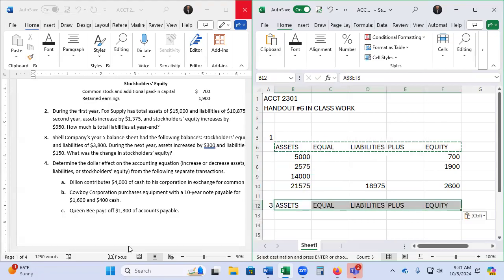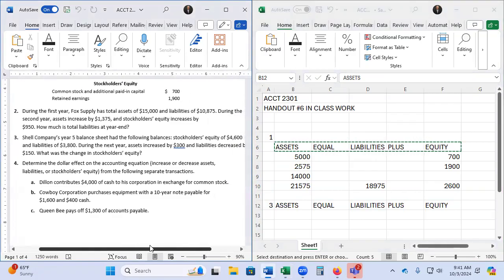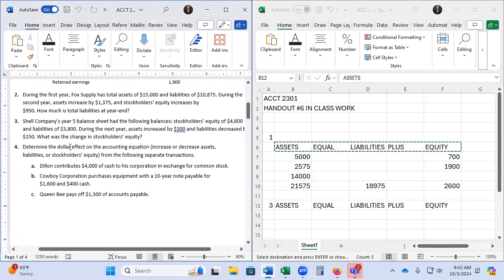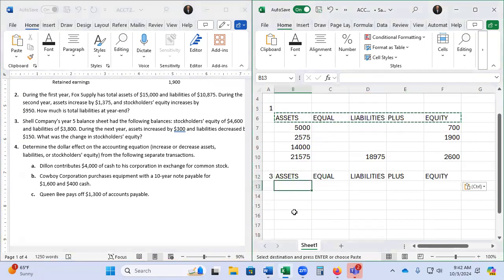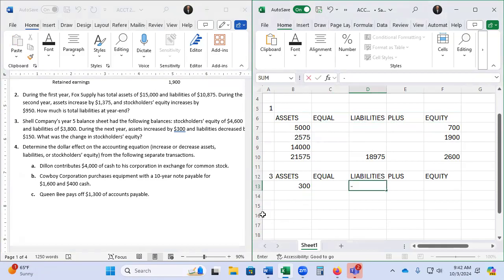Okay. Number three says, Shell Company's year five balance sheet has the following balances: stockholders' equity of 4,600, liabilities of 3,800. During the next year, assets increased by 300 and liabilities decreased by 150. What was the change in stockholders' equity? So if we're just looking at changes here, our assets go up 300, our liabilities go down 150, not 750, sorry about that. And so we would expect our equity to go up 450 because that has to equal out to 300.